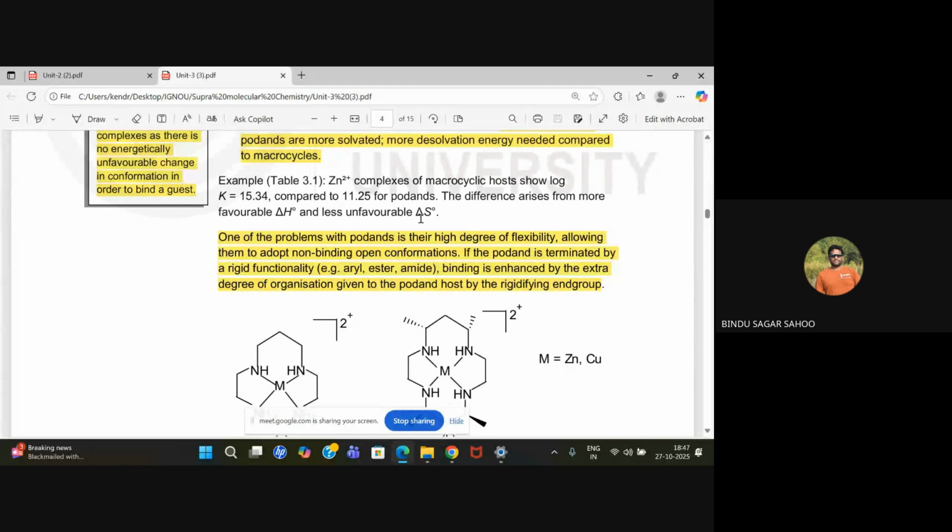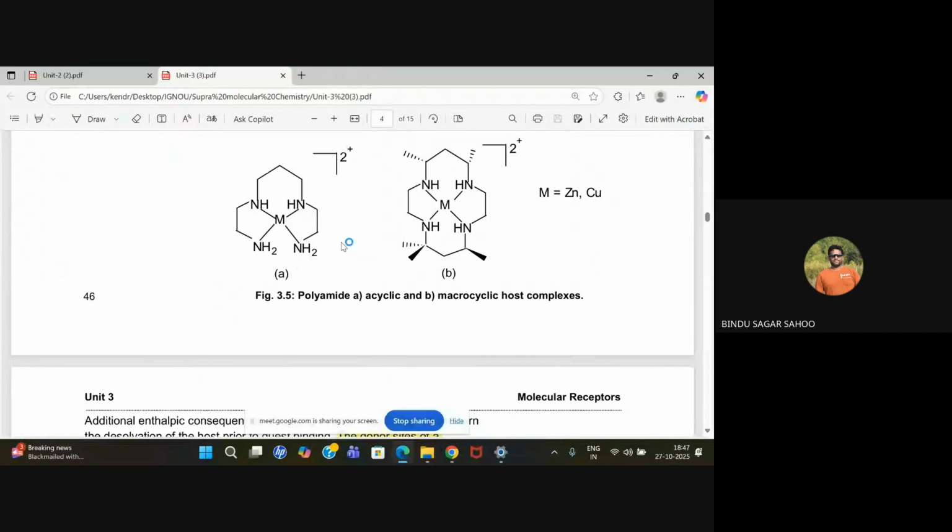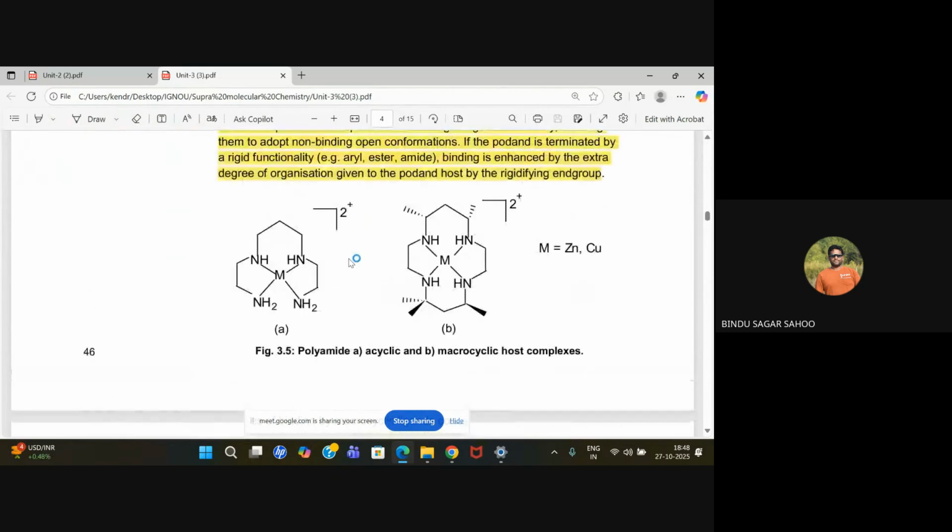So you can see here, to gain rigidity in the podants, sometimes their terminal part, this part, is connected with larger groups or more steric groups. Then definitely the stability of the podant will be affected. So to make the podant complex more stable, sometimes the terminal groups of the podants are attached to more steric groups.